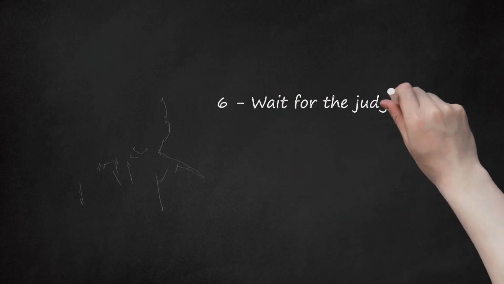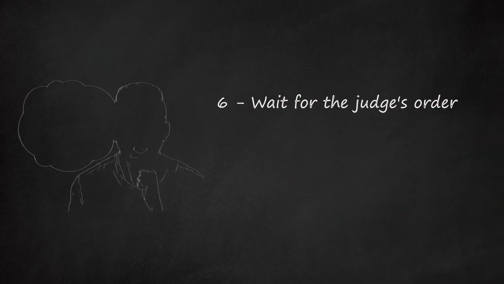6. Wait for the judge's order. Depending on the jurisdiction and the circumstances of your case, the judge may issue an order immediately, or you may have to wait a few days or weeks. Keep in mind that even if the child's other parent has a documented history of physical abuse, he still may be granted at least some visitation time.